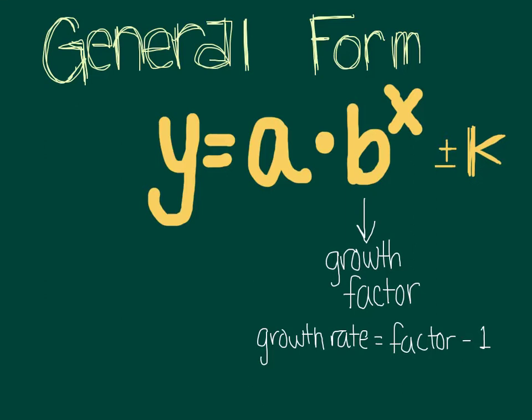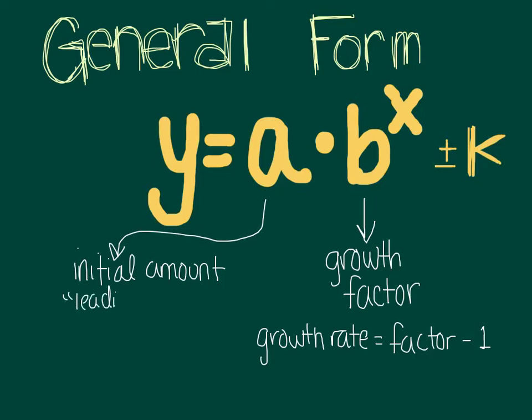The next variable we'll talk about is A. A is the initial amount if you're talking about a word problem. You'll also hear me call it the leading coefficient. It's really important to realize that A is not actually part of the base of the exponent. It's only B that is being raised to the x. A is just multiplied with the result. So if you were evaluating, you would raise B to the x, then multiply by A.